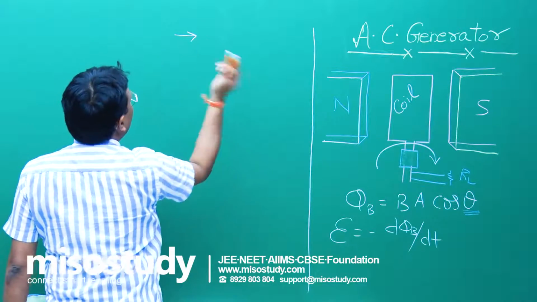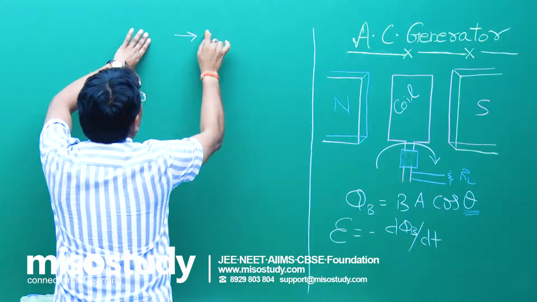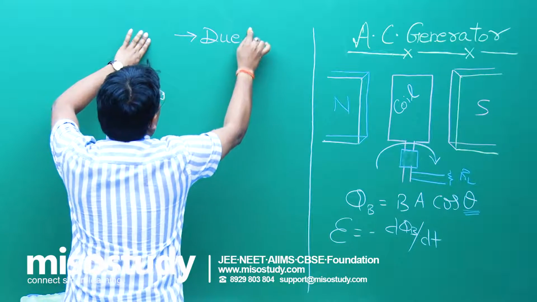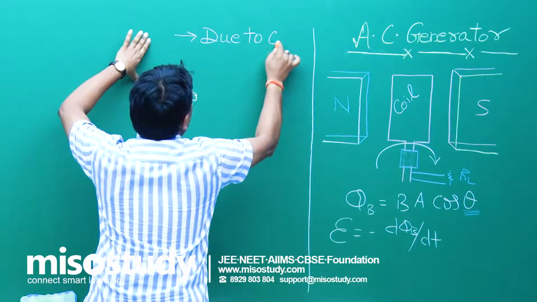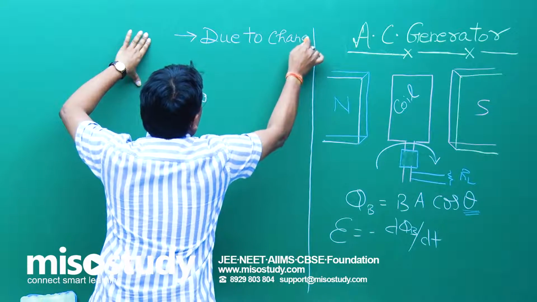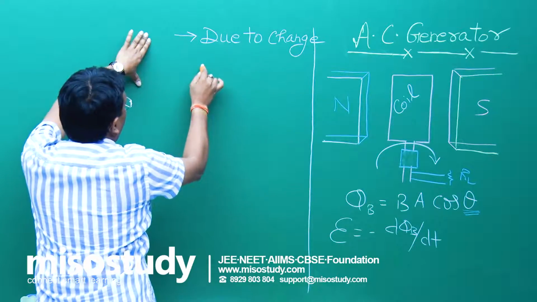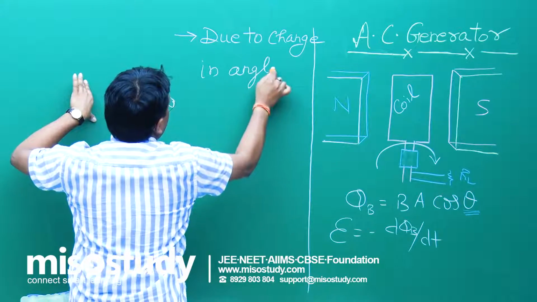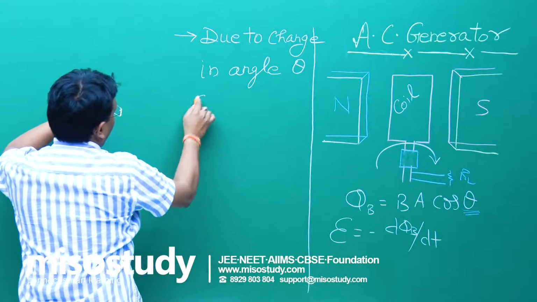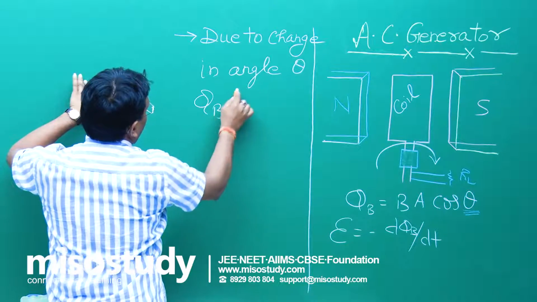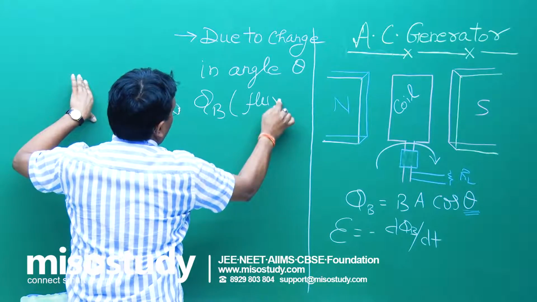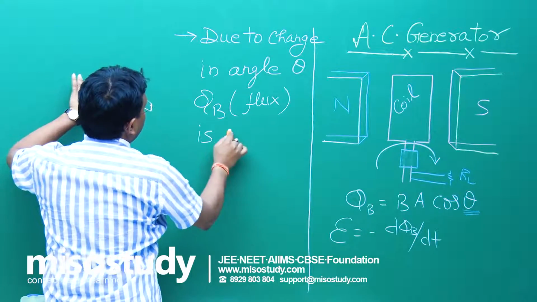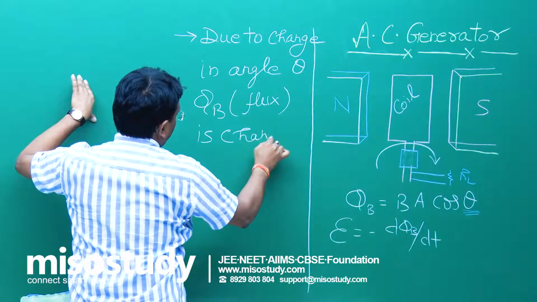So, first simple point I can write down: due to change in angle theta, phi B, the flux, is changing.